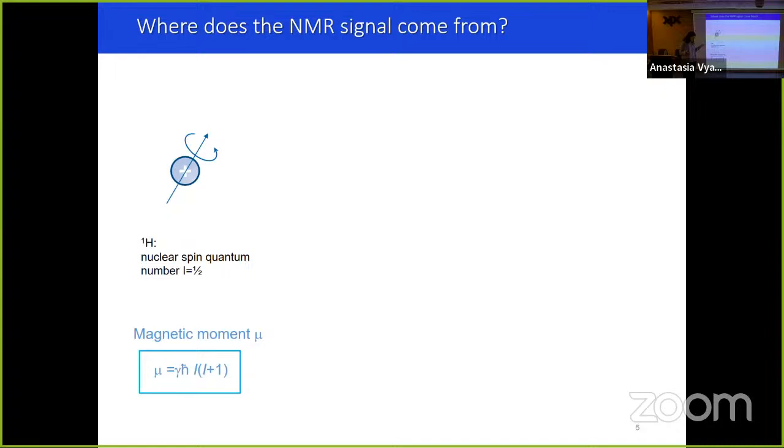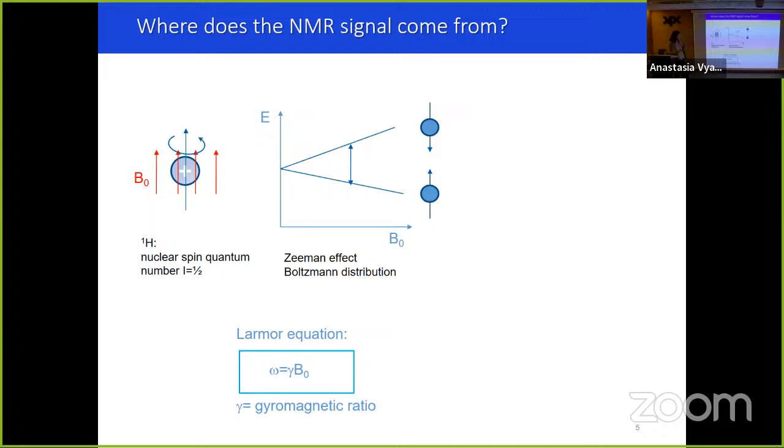A little bit more details. Not all nuclei can be observed in NMR. If a nucleus has a non-zero nuclear spin, then it possesses a magnetic moment, like, for example, the hydrogen isotope 1H, which is also called proton. It has spin number 1/2. When no magnetic field is applied, the spins are randomly oriented. If you apply a magnetic field, they become aligned in the magnetic field, along or in the opposite direction, and we observe the Zeeman effect.